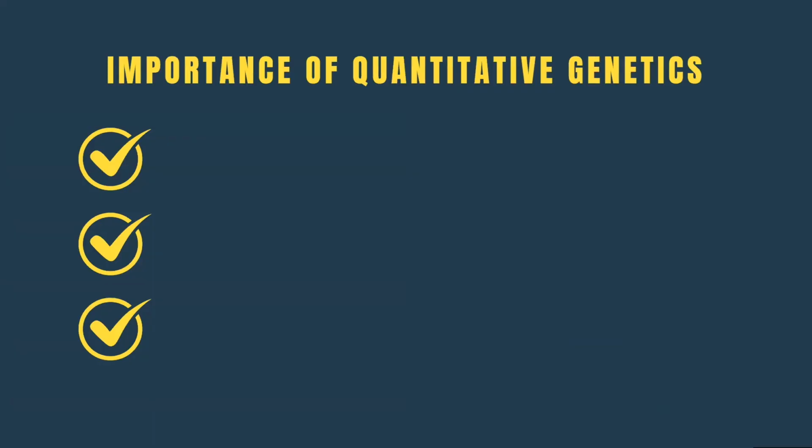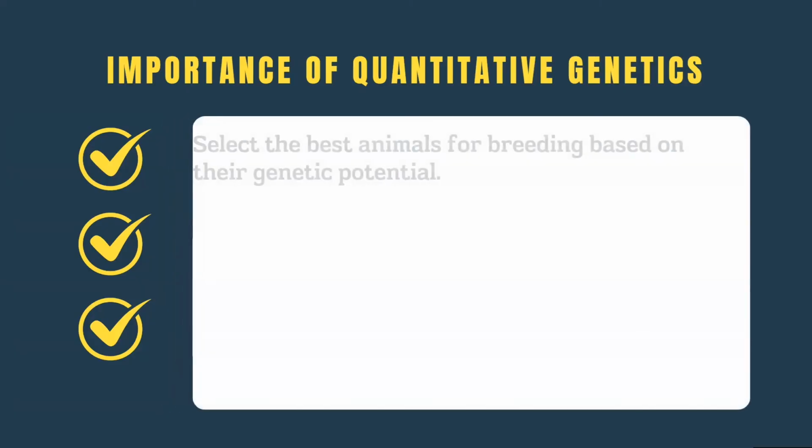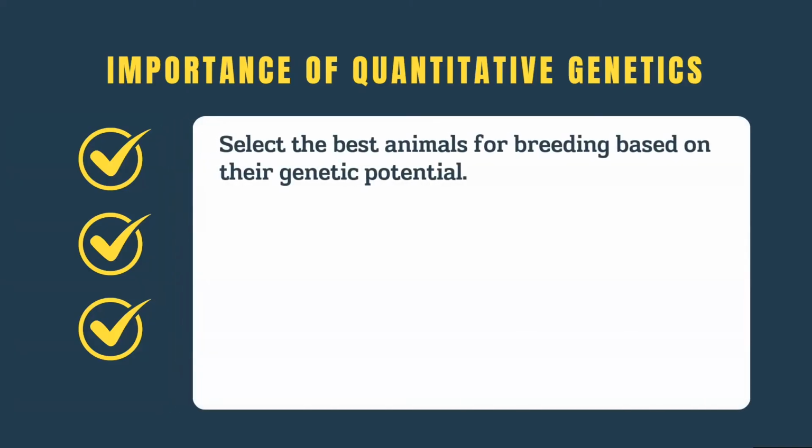Okay, so after all the talks that I provided, what's now the importance of quantitative genetics? Quantitative genetics plays a crucial role in the field of animal breeding and agriculture, and understanding it provides us with several advantages. Number one is, of course, it helps us select the best animals for breeding based on their genetic potential. In any breeding program, our goal is to choose animals that have the best possible genetic traits to pass on to the next generation.